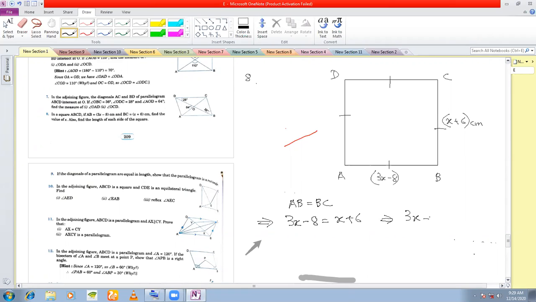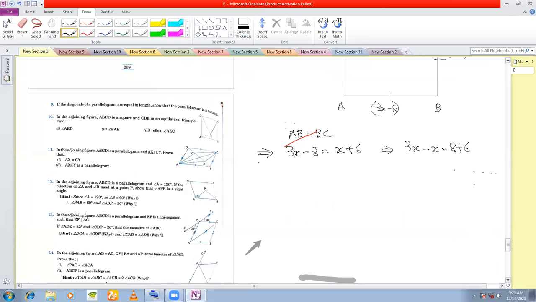So 3x minus x must be equal to 8 plus 6. It means 2x is equal to 14. That means x must be equal to 14 by 2, which is equal to 7. Okay, 7. Question is find the value of x. So x is 7.